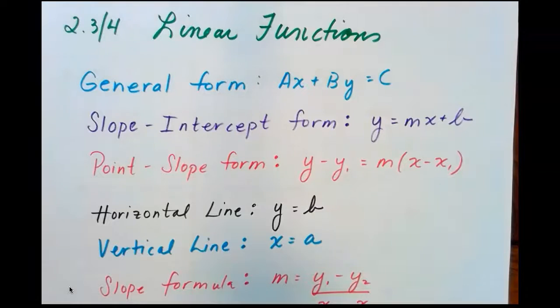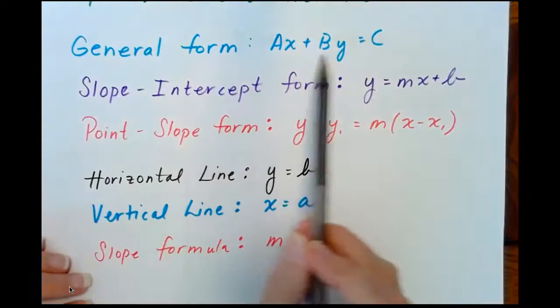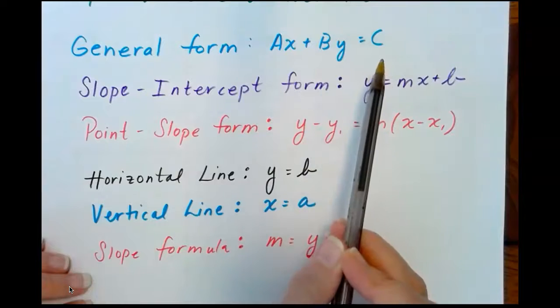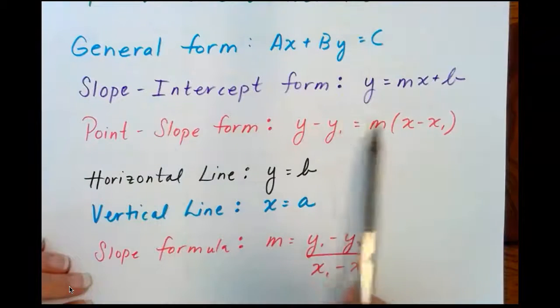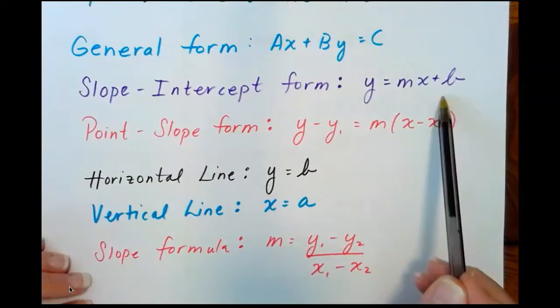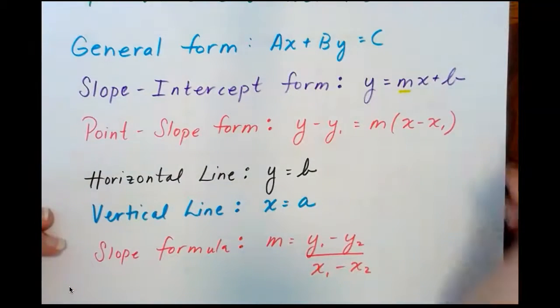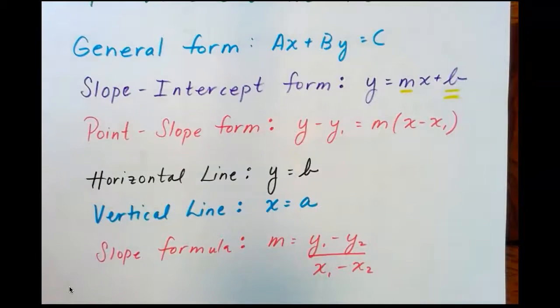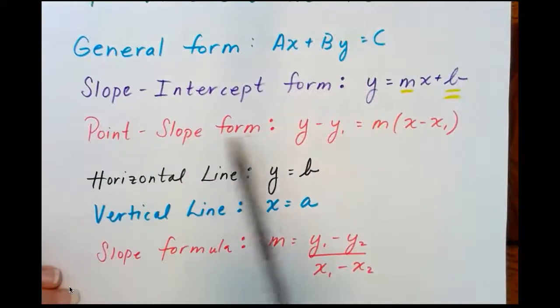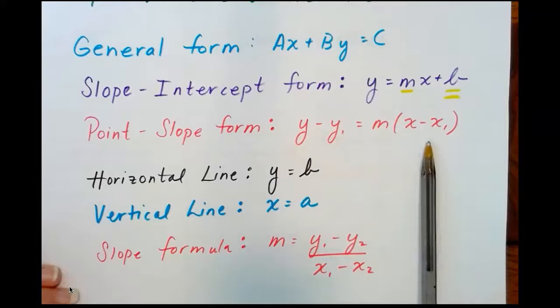So this video is all about linear functions for sections 3 and 4 for chapter 2. Here we start out with the general form of a linear function, ax plus by equals c, the slope-intercept form, y equals mx plus b. Probably everyone's most familiar with this form because, of course, m is the slope and b is the y-intercept.